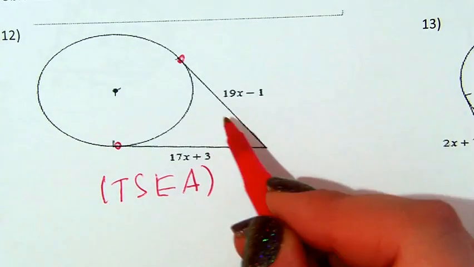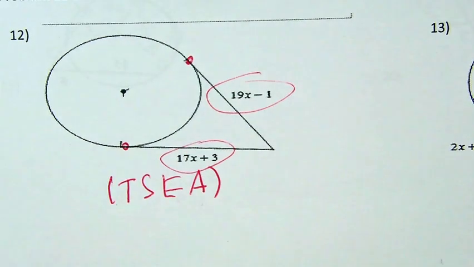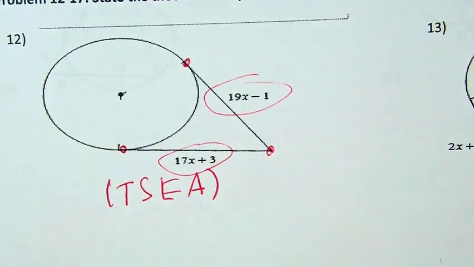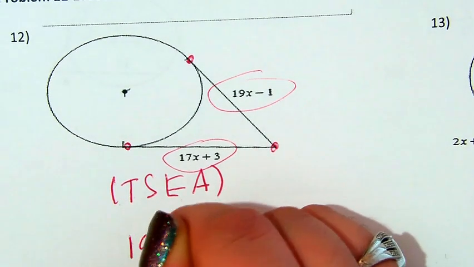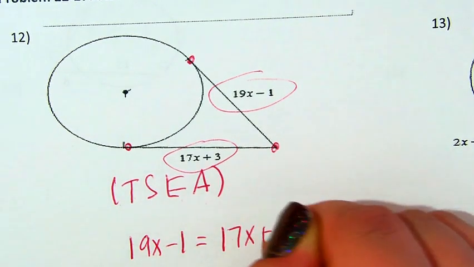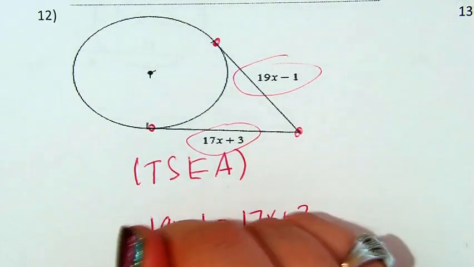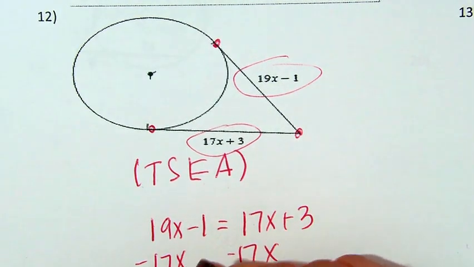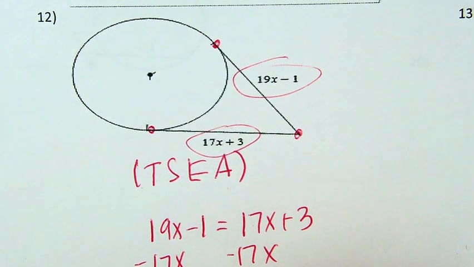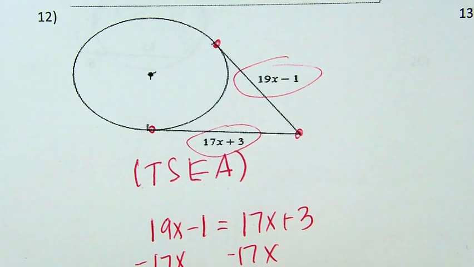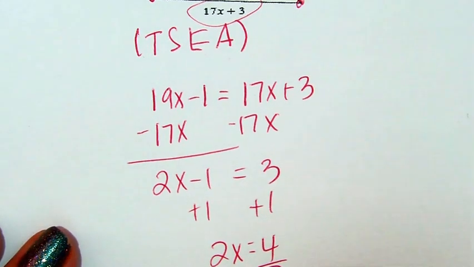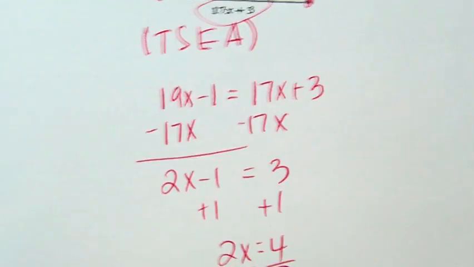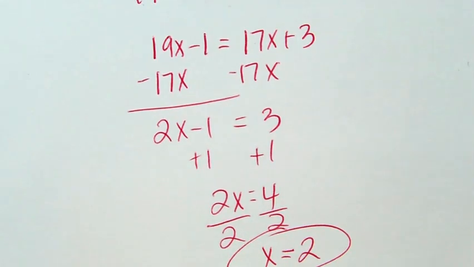Okay, so basically the tangent lines are equal to each other. They're intersecting at this point. And let's just find what x is. So we're going to set these guys equal to each other. Subtract 17x from both sides. 2x minus 1 equals 3. Add 1 to both sides. 2x equals 4. Divide by 2. X equals 2. And I'll leave 13 for you guys to practice.